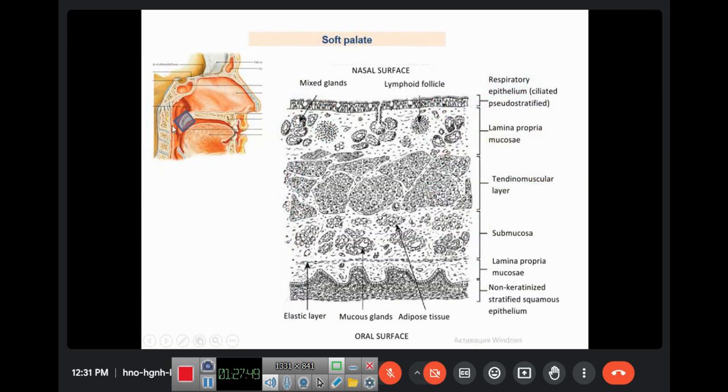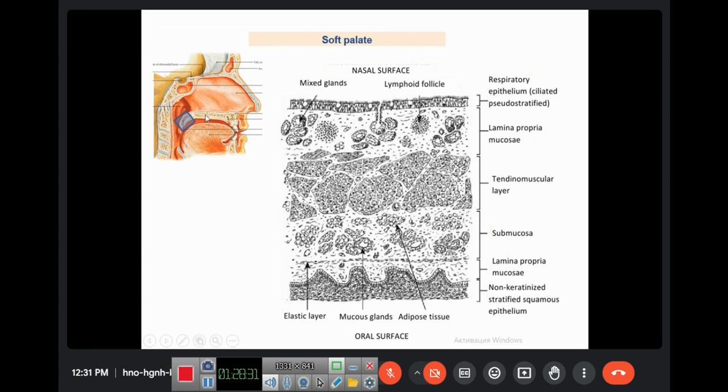Next, we go to the soft palate. Soft palate is continuous with the hard palate, and it separates the oropharynx from nasopharynx. Unlike hard palate, soft palate has no bone. This is why it is called soft and not hard. In the core of the soft palate, we have the muscle tissue, which makes tendinomuscular layer. So here, in this picture, we see the cross sections of the muscle fibers of skeletal muscle tissue, which makes the core layer of the soft palate.